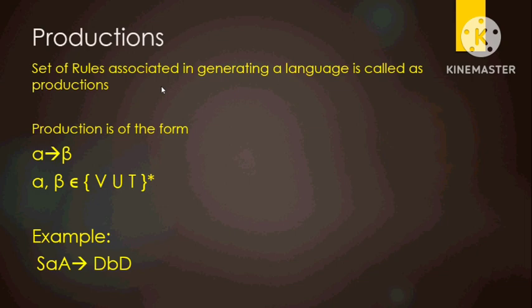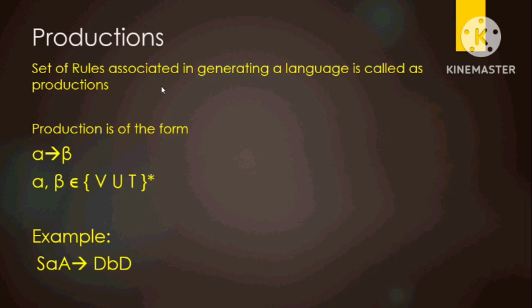V is the set of non-terminals, T is the set of terminals, and U is the union operator. When you club terminals and non-terminals together, it generates alpha and beta here. An example of a production: S, A, small a, capital A on the left side tends to D, small b, and capital D again. This is called a production.